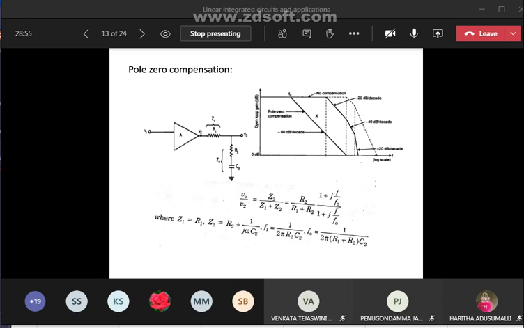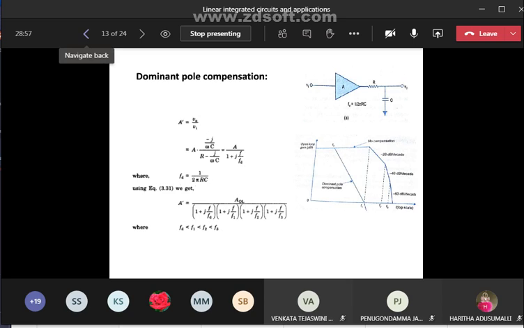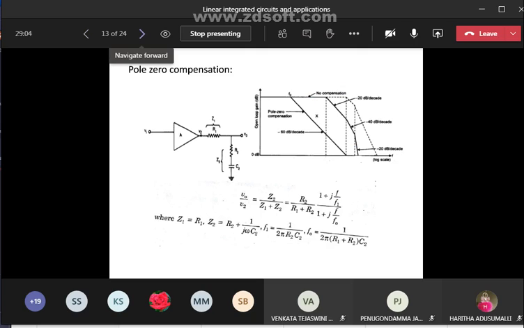Okay, so if you compare these two, dominant pole and pole zero, in pole zero compensation the bandwidth of the compensated network is greater than the bandwidth of the uncompensated network.